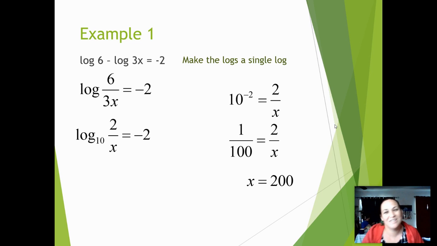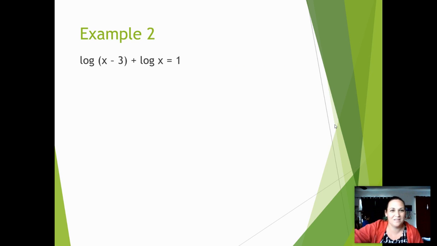Let's try one more just to make sure that we're feeling good about this. So here is our last example for this video. In this example, just like in the last one, I do have two words log. So I will need to condense that into a single word log. For my first log, the parentheses means that the entire subtraction problem is part of the log. So I am taking the log of the x minus 3.